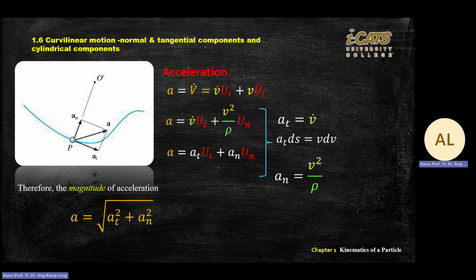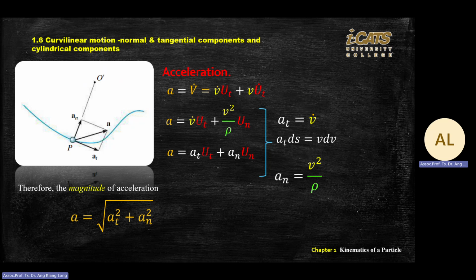How to get AN? AN is given by this equation, V square over rho. So how do you get V? This V is also the tangent direction velocity used back. How to get rho? Sometimes the question will give you. If the question does not give you, you need to calculate by using the equation. So this will be the important slide for curvilinear motion, where it focuses on the motion of the object that is moving in the curve.